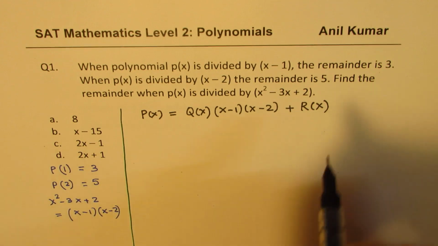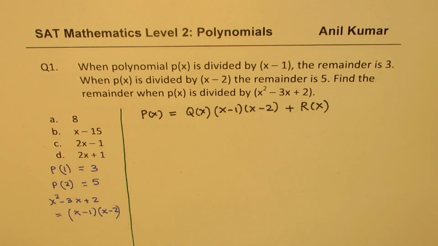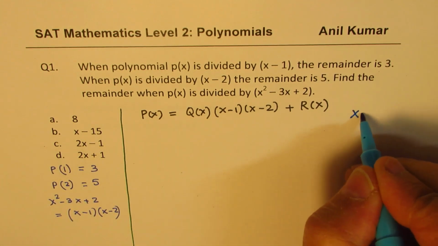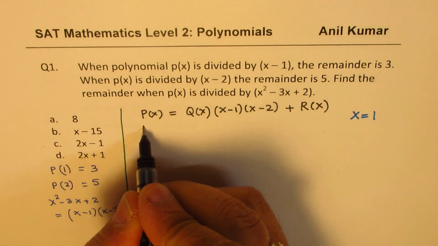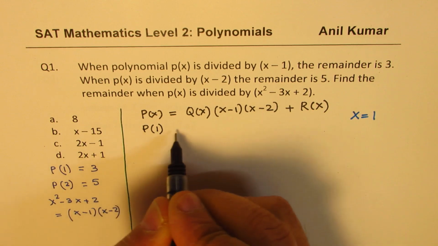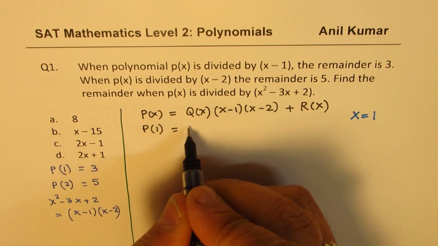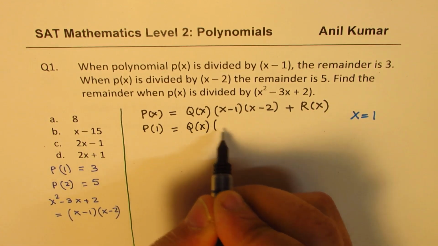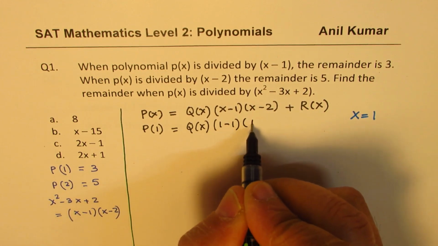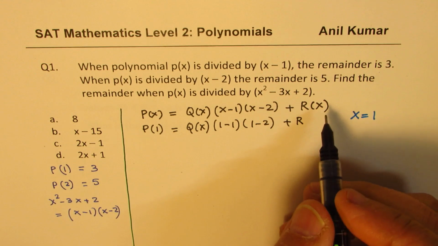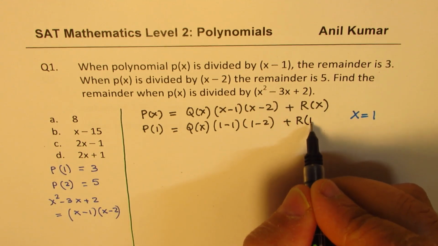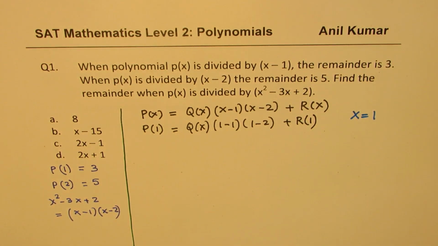Now in this particular expression, see what happens when I write x equals 1. So if I write x equals 1, I get the value of the polynomial p of 1, right? So when I do that, I get q of x times 1 minus 1 times 1 minus 2 plus r. We are writing r of 1, right? So that is what we get.